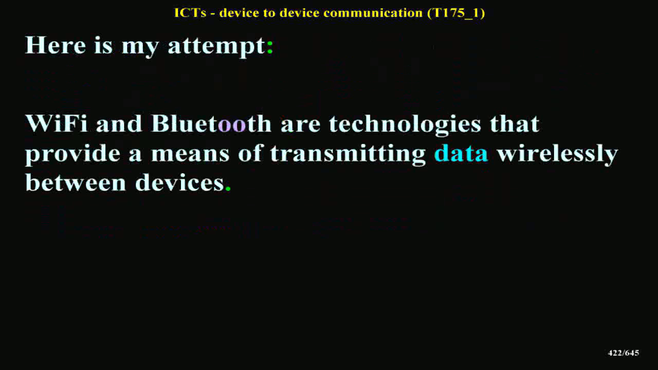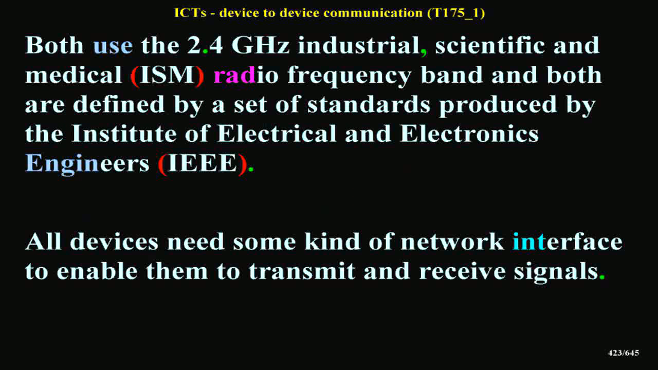Here is my attempt. Wi-Fi and Bluetooth are technologies that provide a means of transmitting data wirelessly between devices. Both use the 2.4 GHz industrial, scientific and medical (ISM) radio frequency band, and both are defined by a set of standards produced by the Institute of Electrical and Electronics Engineers (IEEE).